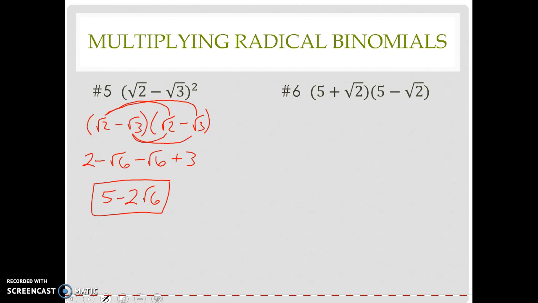If we look on to number 6, now, these are called conjugates of each other because everything's the same except the sign in the middle, but I want you to see what happens when we multiply two conjugates together.